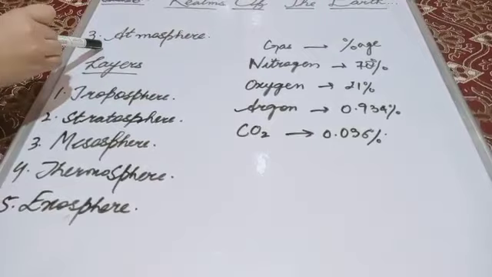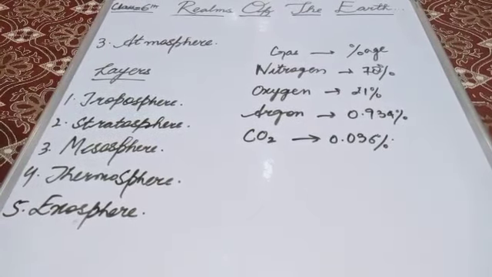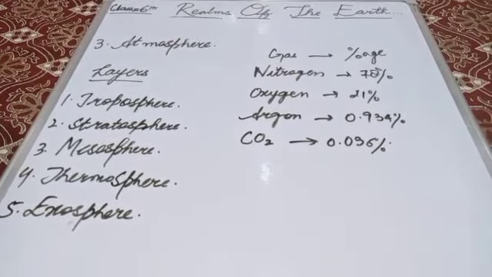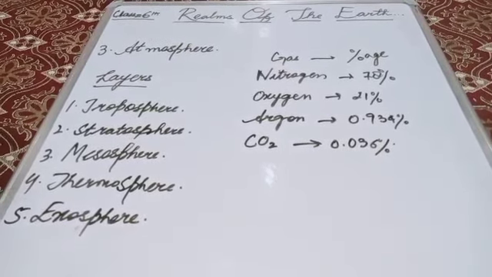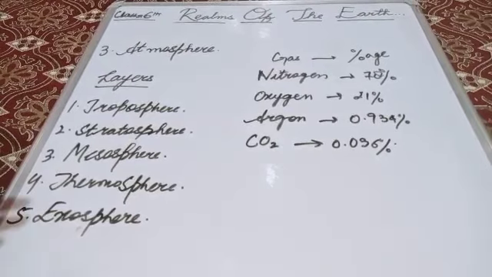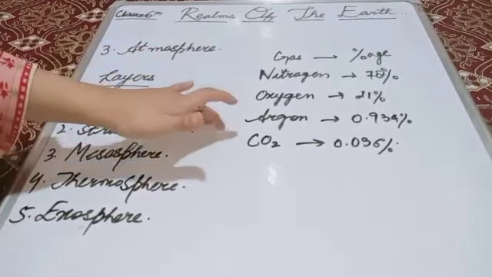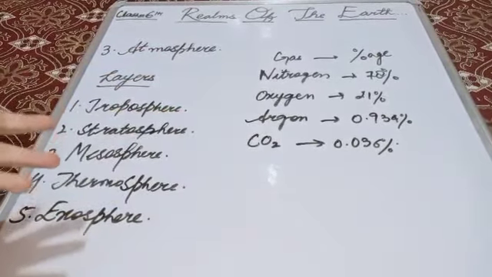The third sphere of the earth is atmosphere. It is the atmosphere that makes our earth unique. It is the blanket of air that surrounds the earth. As we know, the air is a mixture of gases. It contains different gases such as nitrogen, oxygen, argon, carbon dioxide and many more other gases.